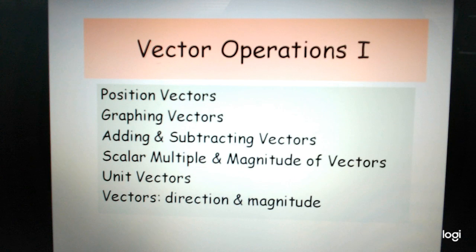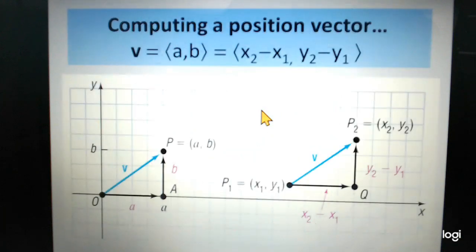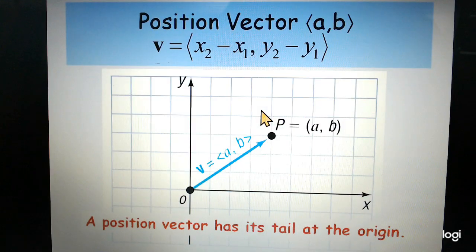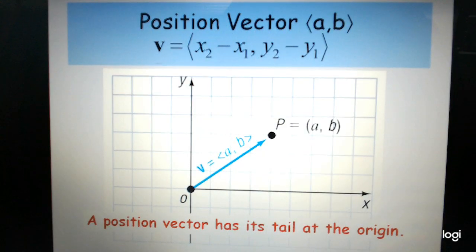So here we go, Vector Operations 1, Section 10.4. First is the idea of a position vector. A position vector is a vector that has its tail at the origin. What's pictured is vector V, which has its tail at O and its head at point P. If we counted, you have A units here and B units here, and that's how we would symbolize it.